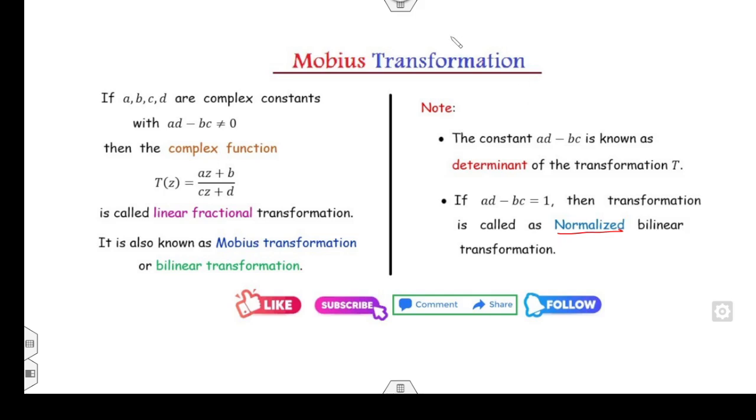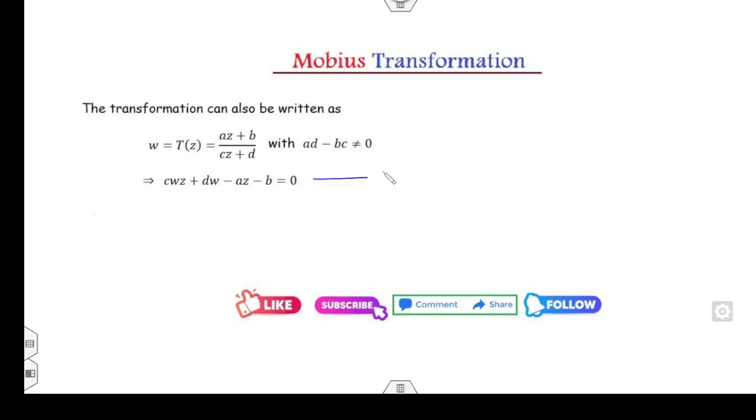Another important concept is, as we know, the value of W is defined as T of Z, and the value of T of Z in the Mobius transformation is AZ plus B over CZ plus D. So if you cross multiply, you will get CWZ plus WD minus AZ minus B equal to 0. Now if you closely look at this equation number 1, it is linear in which variable? Linear in W as well as linear in Z.